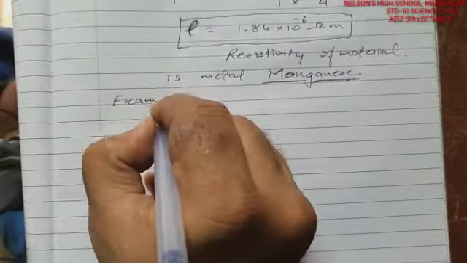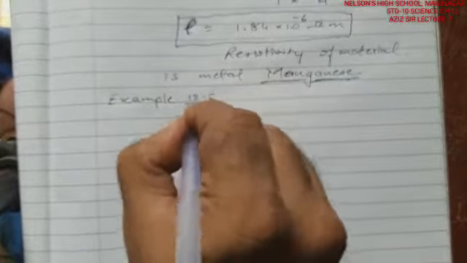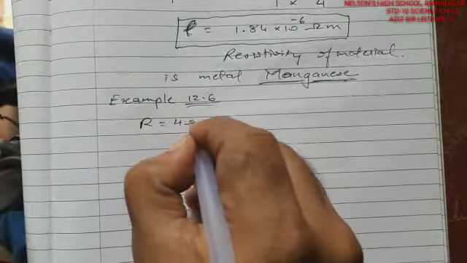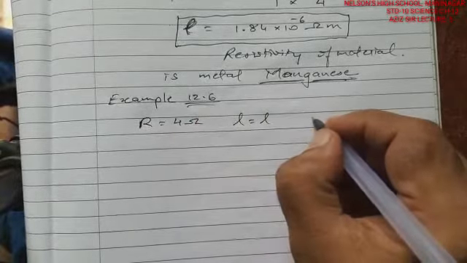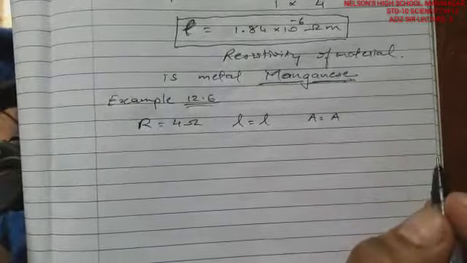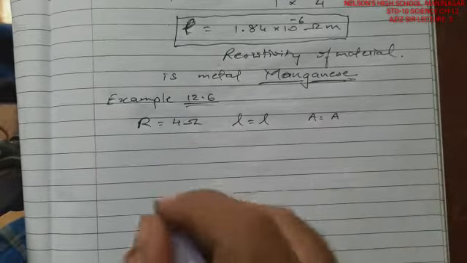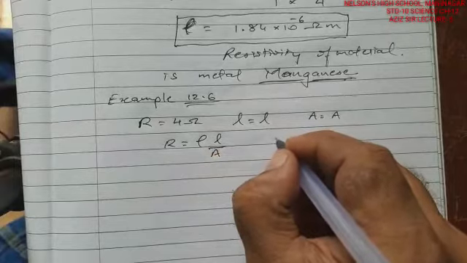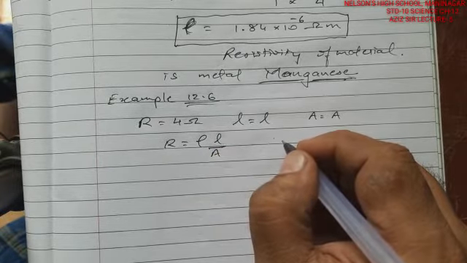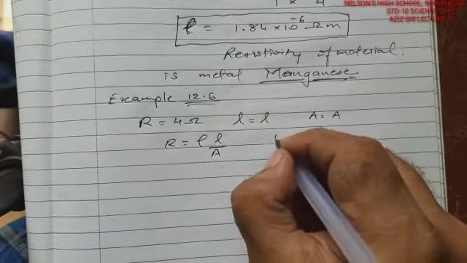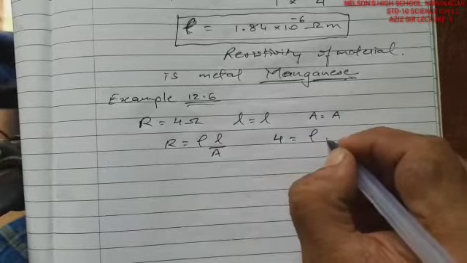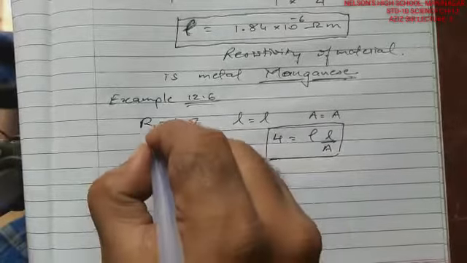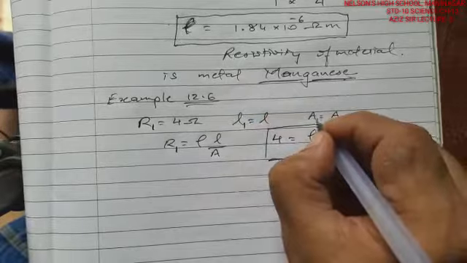Example 12.6. What they have given here is the resistance value R as 4 ohms, the length of the wire as L, and the cross section area as A. So we write R is equal to rho L upon A. Keeping the values here, 4 is equal to rho, the resistivity, L by A. We will call this R1, with L1 as L and A1 as A.